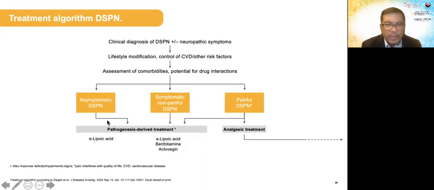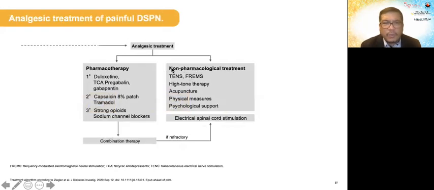But going back to pathogenesis-derived treatment, this will include your alpha-lipoic acid, your benfotiamine, and your Actovegin. Basically, for analgesic treatment, there are a lot of recommendations, and that would include pharmacotherapy, which includes your duloxetine, your tricyclic antidepressant, your pregabalin, and your gabapentin.